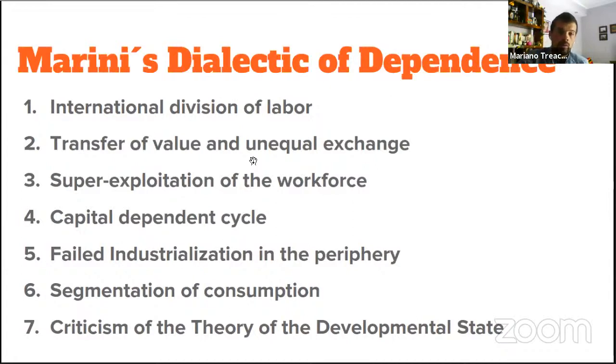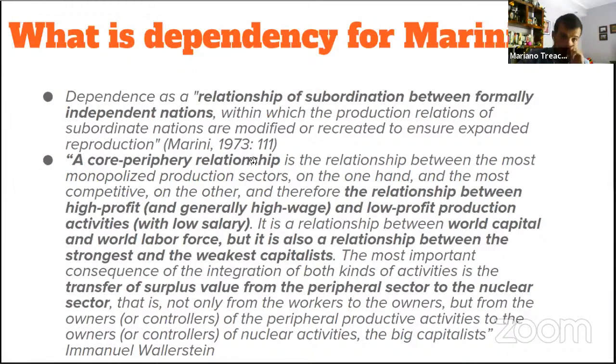Then he presents the reasons why industrialization failed in Latin America and some consequences of this, like the segmentation of consumption and the failure of the developmental state as well. So he defines dependence as a relationship of subordination between formally independent nations, within which the production relations of the subordinate nations are modified or recreated to ensure expanded reproduction.